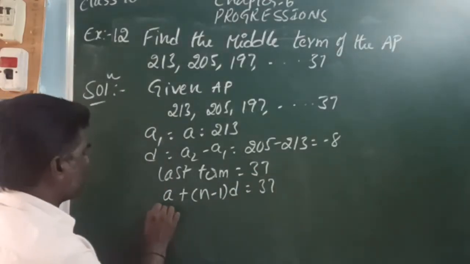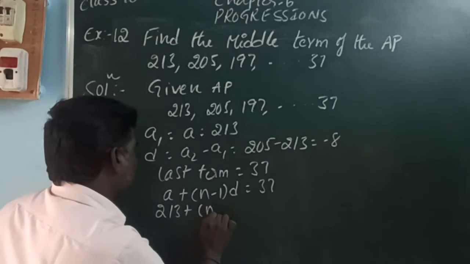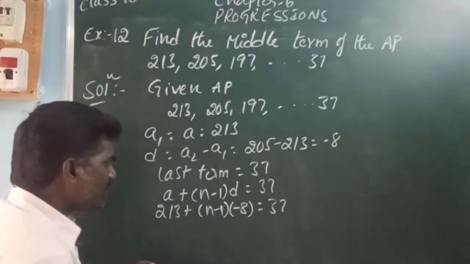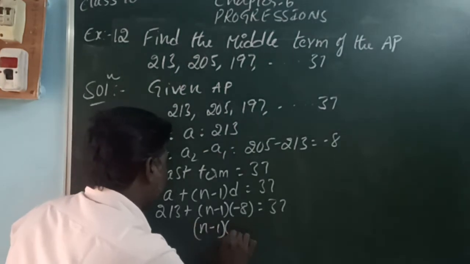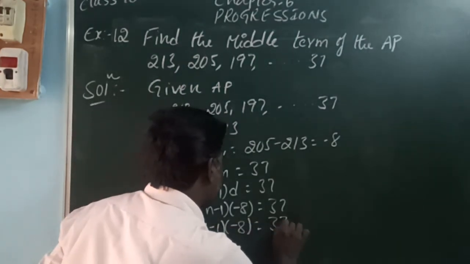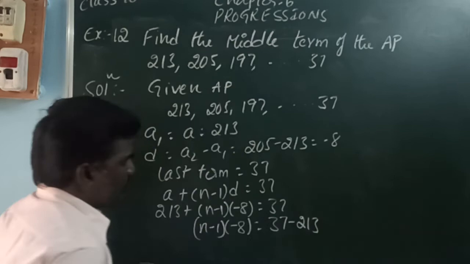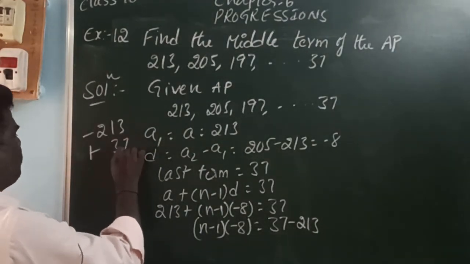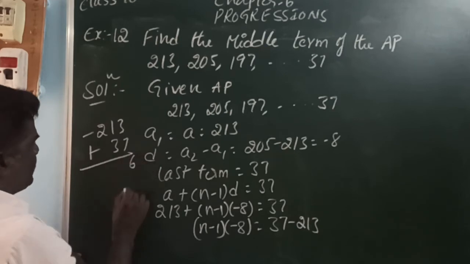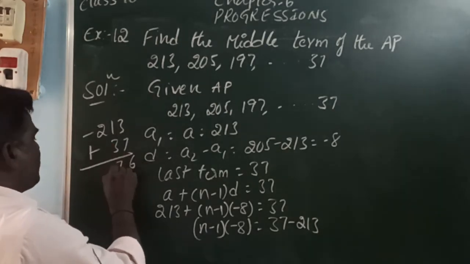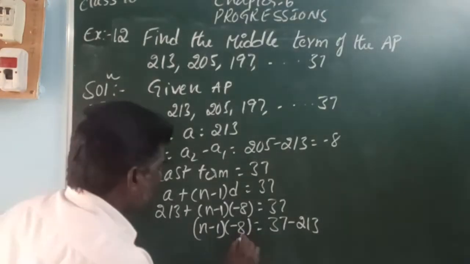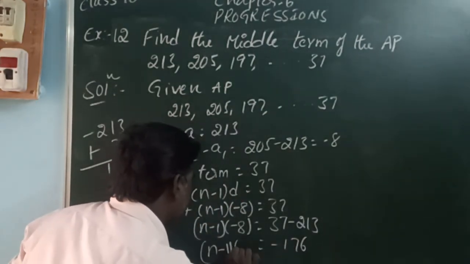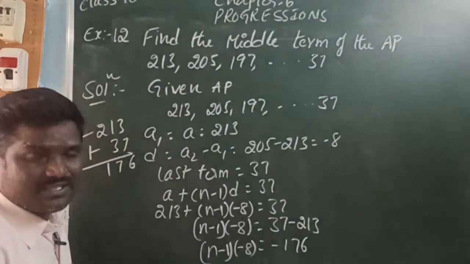So a is how much? 213 plus (n minus 1) into d, which is minus 8, is equal to 37. So (n minus 1) into minus 8 is equal to 37 minus 213. So here, how much? Minus 213 plus 37. 7, 1, okay. So how much? Minus 176. So (n minus 1) into minus 8 is equal to minus 176.